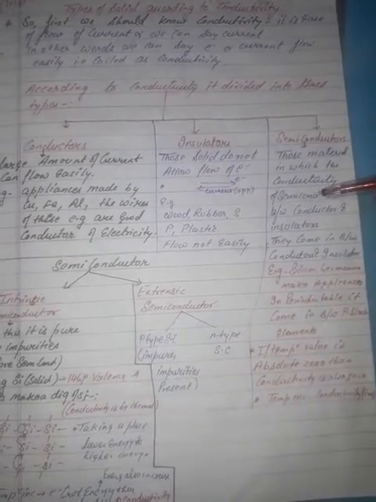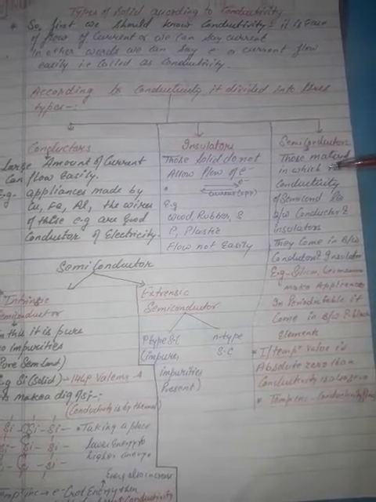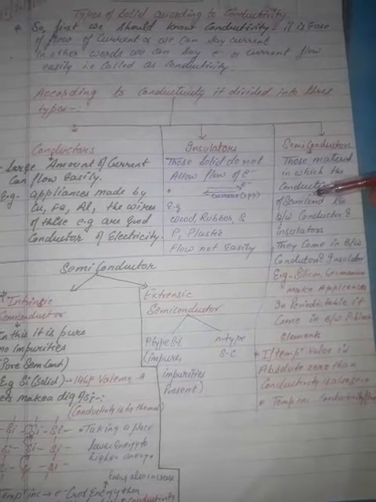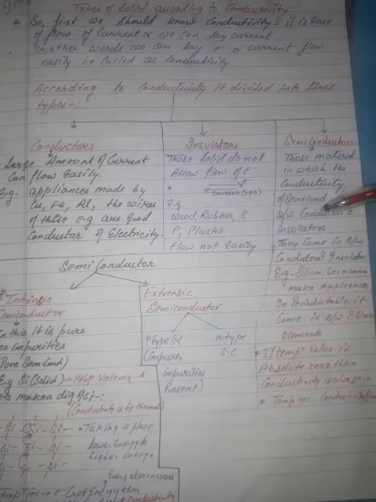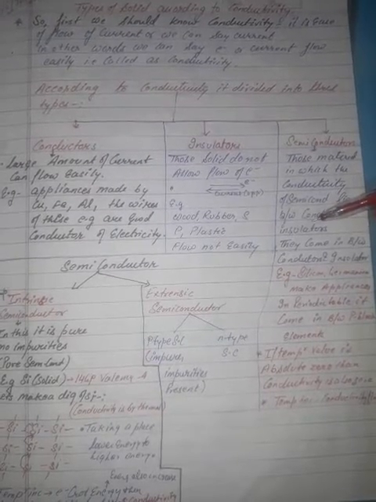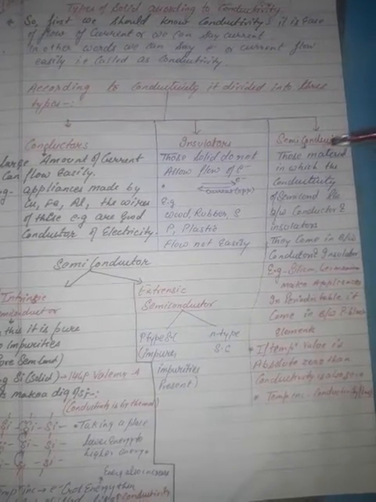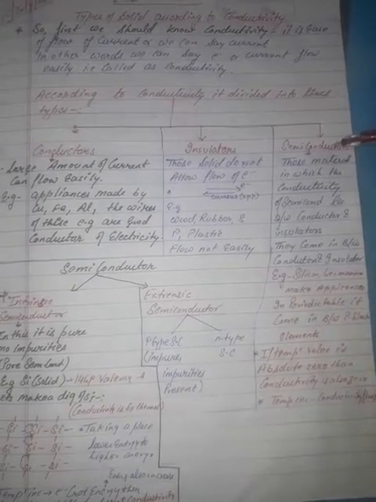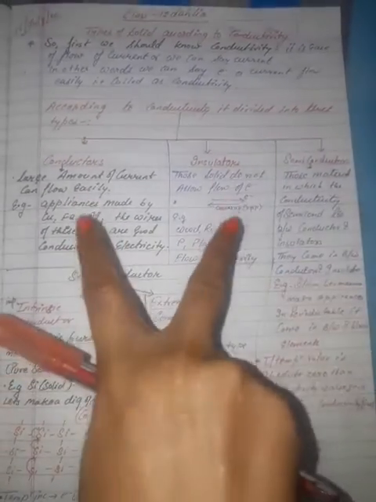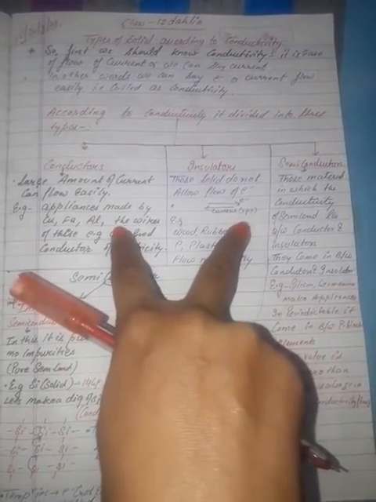What will happen in a semiconductor? Those are materials in which the conductivity lies between conductors and insulators. The main meaning of semiconductors is that they come in between both conductors and insulators.